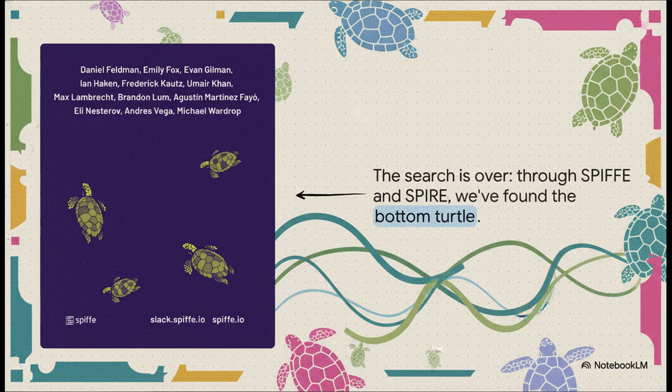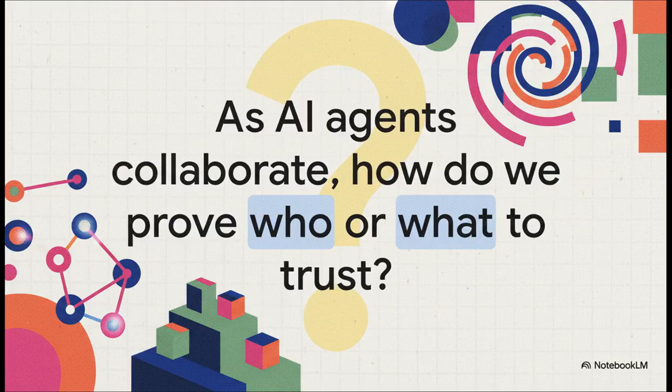So, we've come full circle. We started with this seemingly impossible problem of turtles all the way down, and by exploring the really elegant design of SPIFFE and SPIRE, we found our foundation. We found the bottom turtle. And that leaves us with one final thought to chew on. As these AI agents become less like our tools and more like our collaborators, our delegates, how are we going to prove who or what we can actually trust? The answer, I think, has to be built from a foundation just like this one.